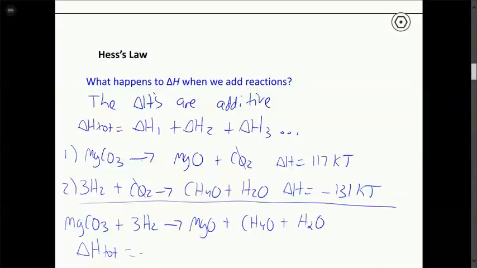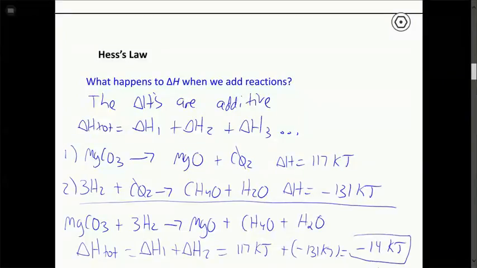It's going to be the delta H for reaction 1 plus delta H for reaction 2. And then the second delta H is minus 131. So we get minus 14 kilojoules.